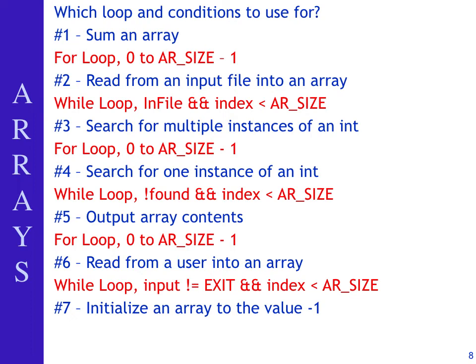And then the last one here, we initialize an array with a specific value like -1. In that case, we're going to have to traverse the entire array using a for loop, and we'll go through every element of the array.